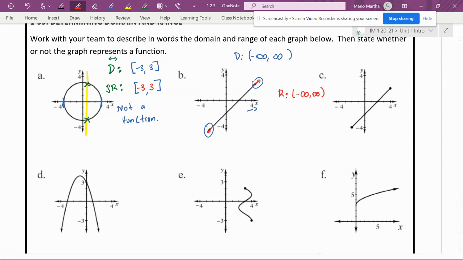And again, if you use the vertical line test, if you draw a vertical line anywhere on the graph, you notice it only touches one point. So this one is a function. So the graph is a function.